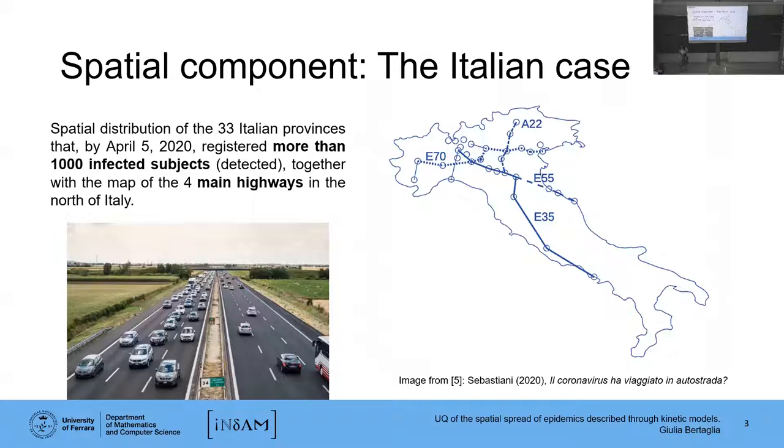So, for example, I give you an example that is the Italian case. In this figure, this is Italy, and the dots are identifying the 33 Italian provinces that by April 5th, 2020, so basically a month and a half after the discovery of the first infected people in Italy, registered more than 1,000 detected infected subjects. And in this figure, the map of the four main highways in the north of Italy has been overlapped. And so you can clearly see that, at least at the beginning of this pandemic, the COVID-19 spread was following these pathways, propagating through these highways, following the mobility of people.